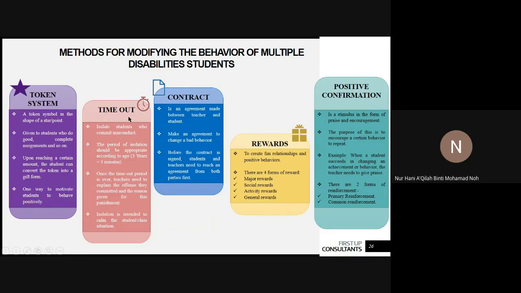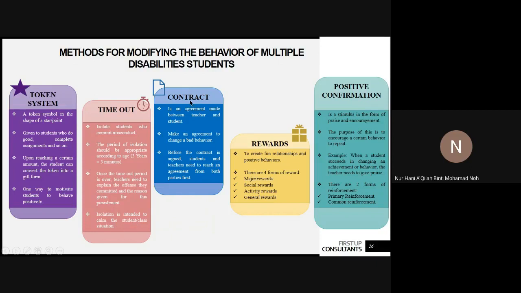Number two is time out. Time out for multiple disability students is to isolate students who commit misconduct. The period of isolation should be appropriate according to age. For example, 4 years, 4 minutes. Once the time out period is over, the teacher needs to explain the offense they committed and the reason given for this punishment. This isolation is intended to calm the student or class situation.